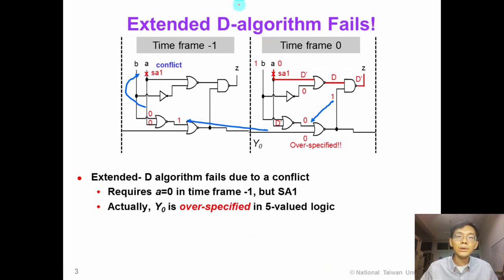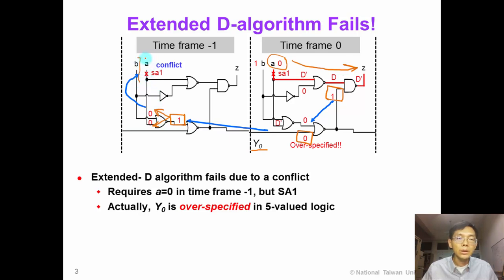However, if we try to use the extended D algorithm that we taught in the previous lecture, we would fail. Suppose that we want to propagate this fault to the output. So we apply a 0 to A in the 0 time frame. To propagate the D through this NAND gate, the side input would be 1. To control this side input to 1, we will need a 0 here. If we need a 0 at Y0, we will need a 1 at the NOR gate, which implies that both of the inputs of the NOR gate will be 0.